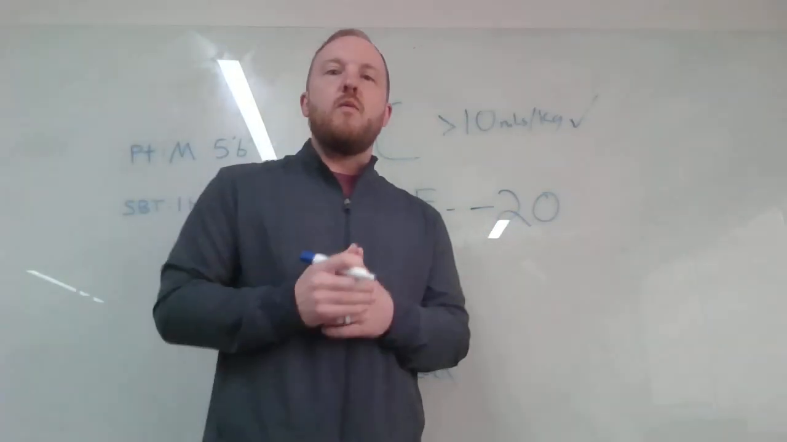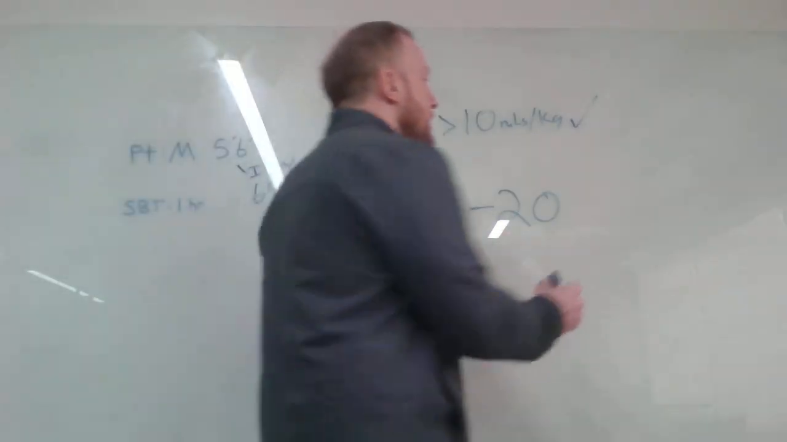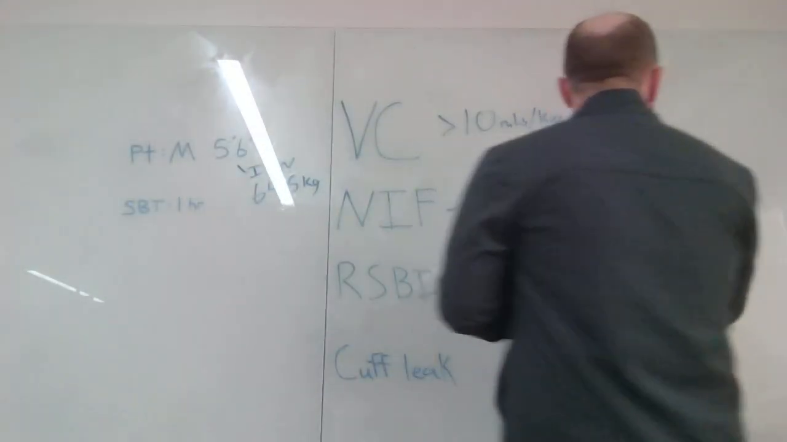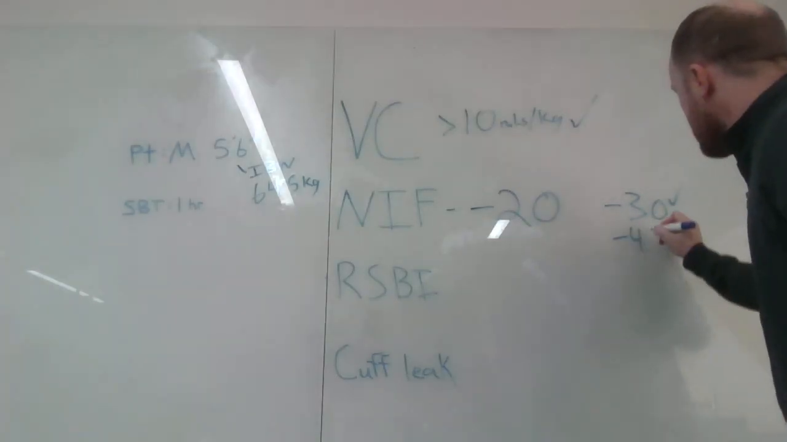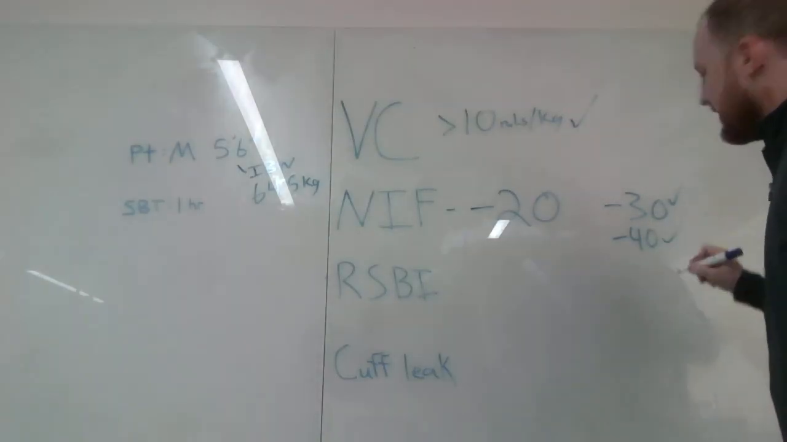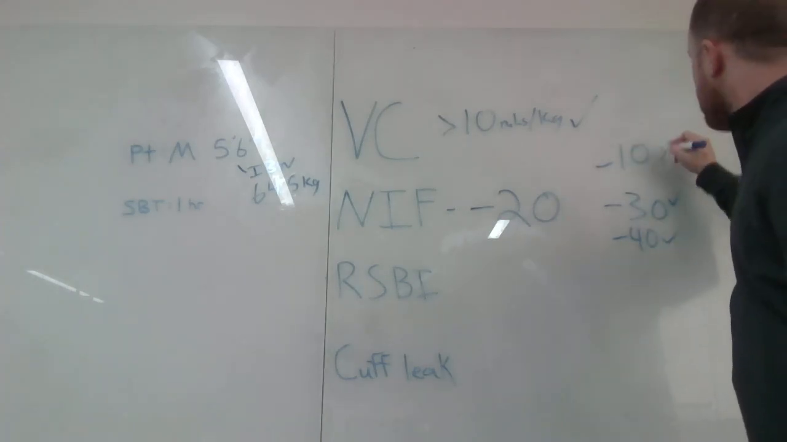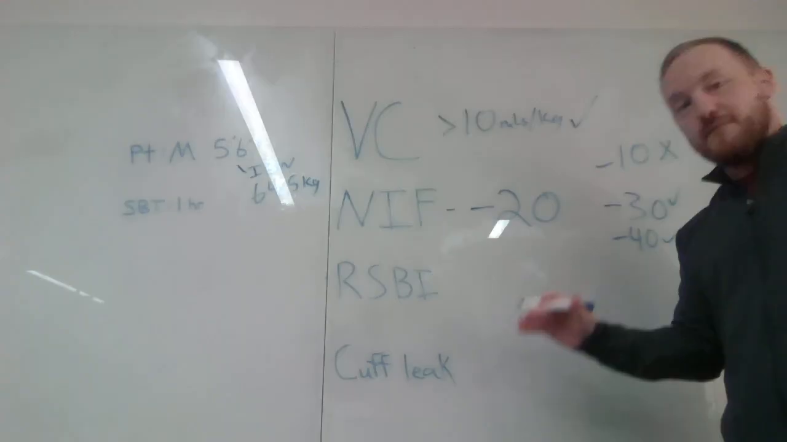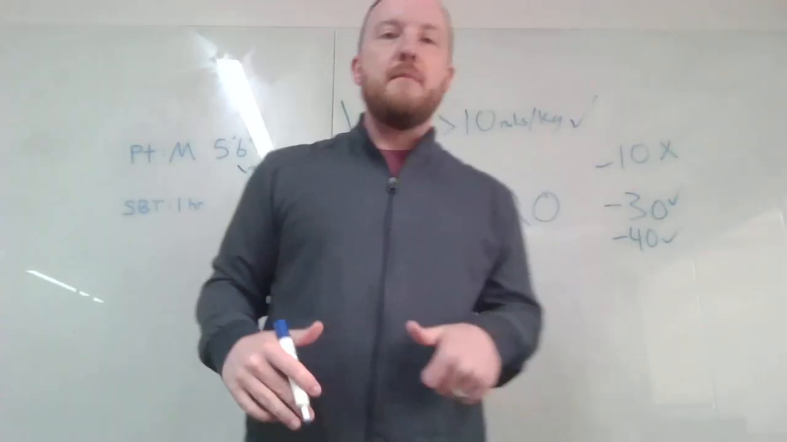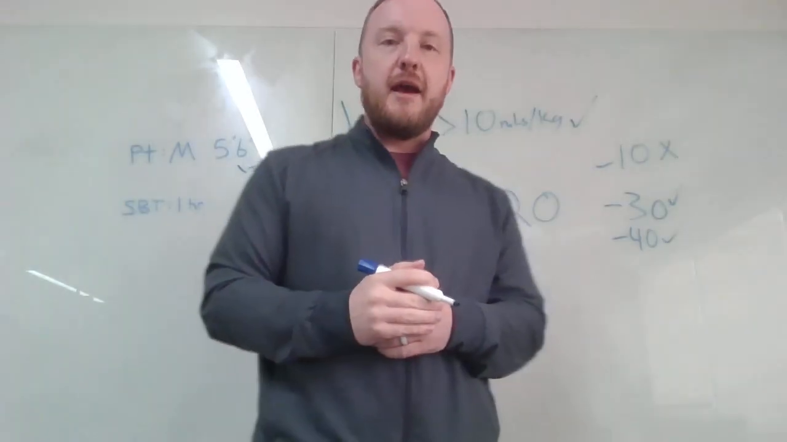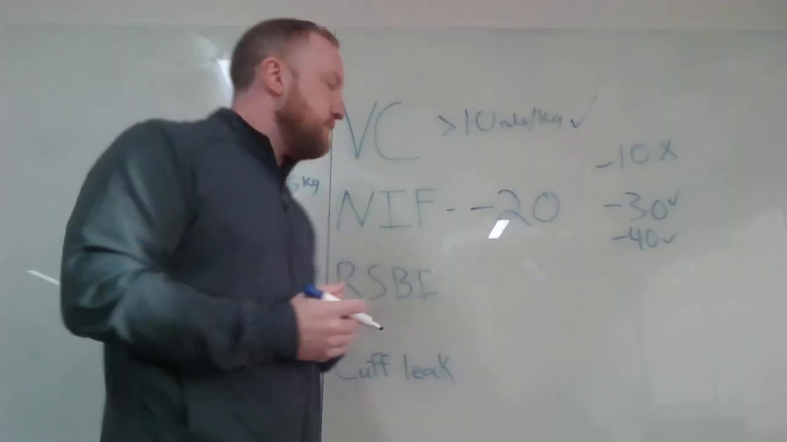But what's the range here? We want at least more negative than negative 20. So if I got negative 30, I'm happy with that. If I got negative 40, hey, I'm happy with that. If I got negative 10 on my NIF, and that comes across as the result, that's a no-go for me, right? That patient does not have adequate diaphragmatic strength. Therefore, I wouldn't recommend extubating the patient at that point, okay? So the NIF here tells us about diaphragmatic strength, right?